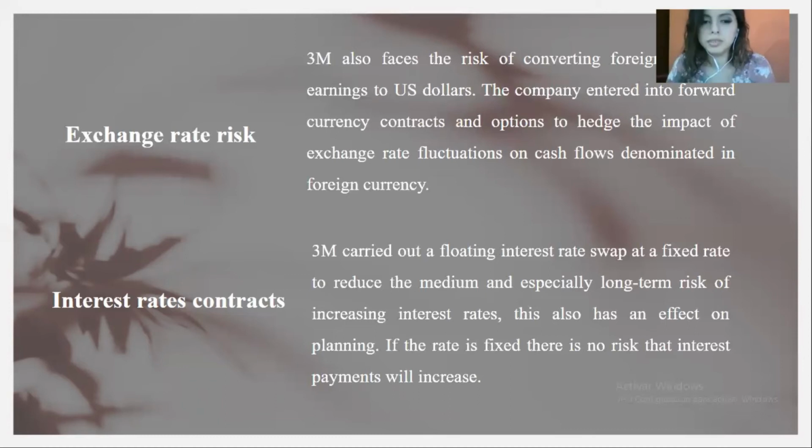The second is interest rate contracts. 3M carried out a floating interest rate swap at a fixed rate to reduce the medium and especially long-term risk of increasing interest rates. This also has an effect on planning. If the rate is fixed, there is no risk that interest payments will increase.